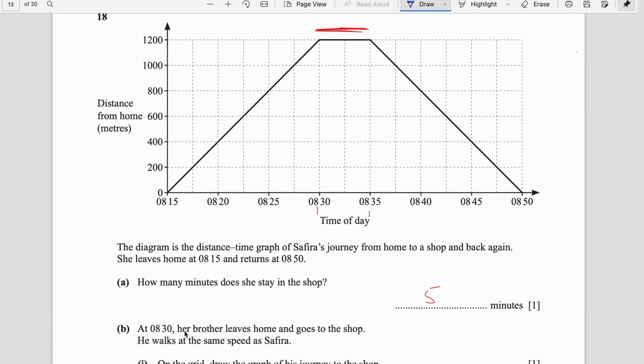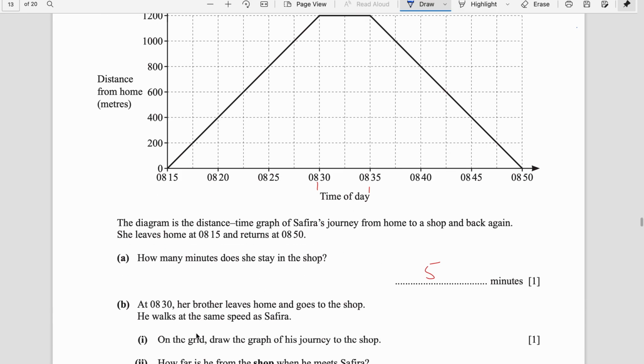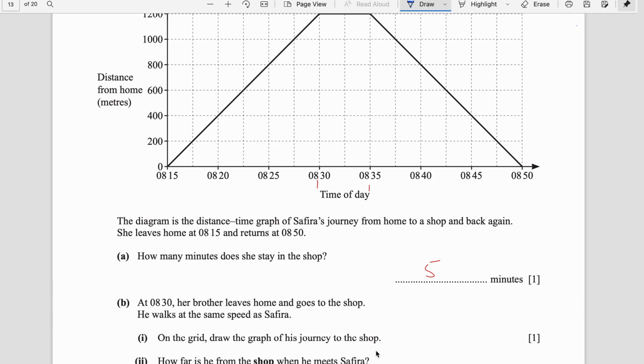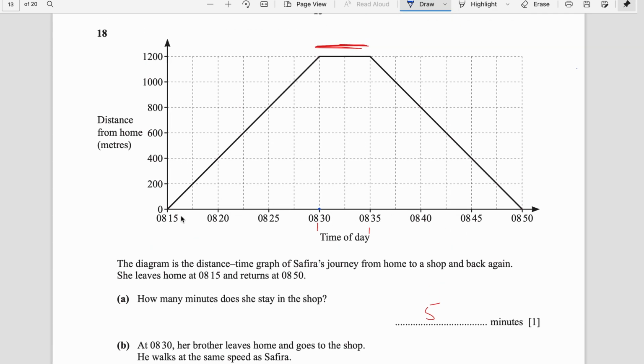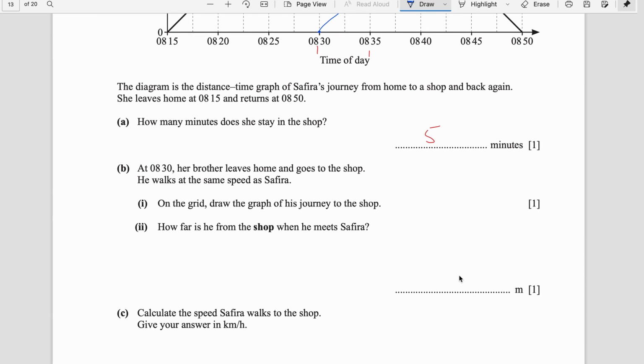At 8:30, her brother leaves home and goes to the shop. He walks at the same speed as Safira, so the gradient must be the same. On the grid, draw the graph of his journey to the shop. He leaves at 8:30, so you start from 8:30 and keep the gradient the same. You can count it as 1:1 box and draw a parallel line. And he reaches the shop at 8:45.